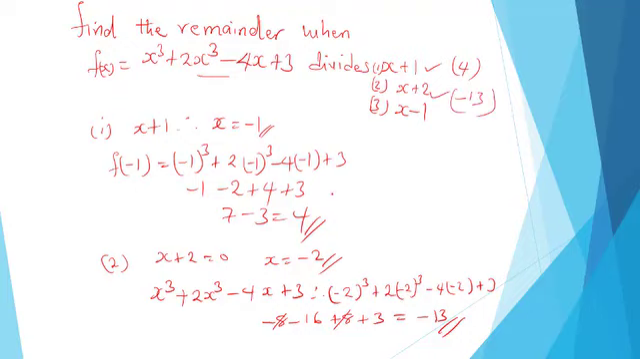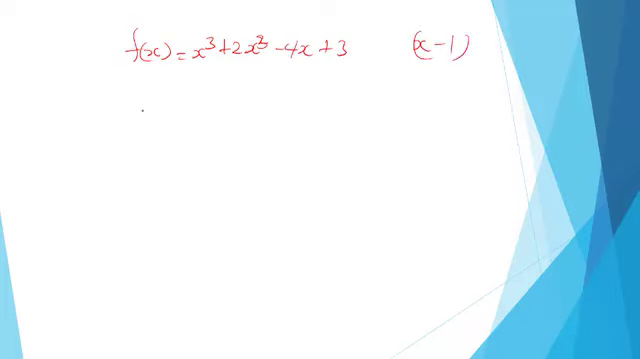Now let's do the last one. Remember our f(x), always learn how to note it down, is equal to x cubed plus 2x cubed minus 4x plus 3. Then we are dividing it by x minus 1. So with this, if we are dealing with x minus 1 equals 0, our value for x will be 1, because minus 1 goes to this side and x is 1.